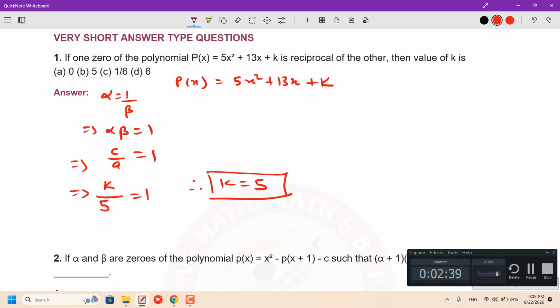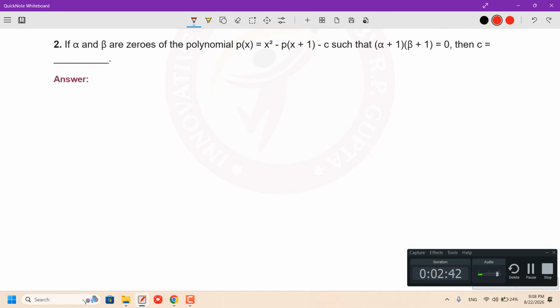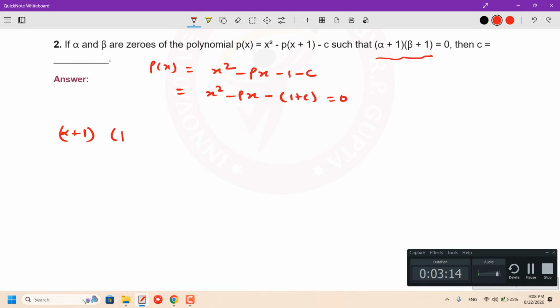Next question. Alpha and beta are the zeros of the polynomial. So here px is equal to x square minus px minus 1 minus c. We can say this can also be written as x square minus px minus 1 plus c equal to 0, such that alpha plus 1 into beta plus 1 is equal to 0.